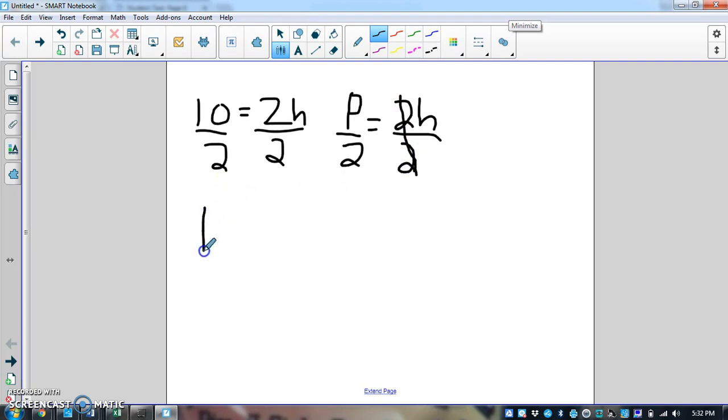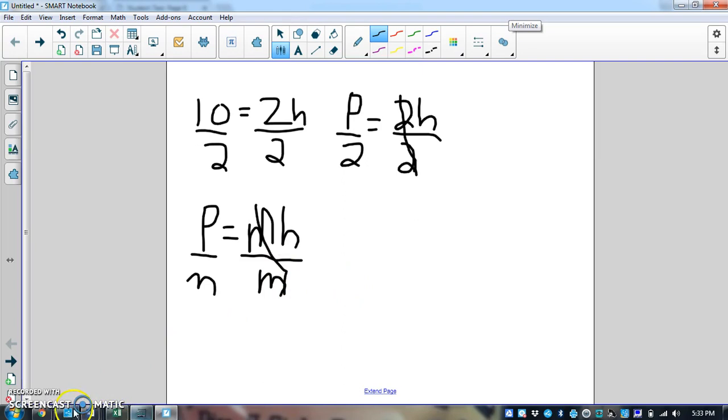Now, what if I did this? Replace the 2 with m. So now I have P is equal to mh. Again, just like I did before where I divided both sides by 2, m is being multiplied by h, so I divide both sides by m. And I've isolated h again. So we see that h is going to be P over m.